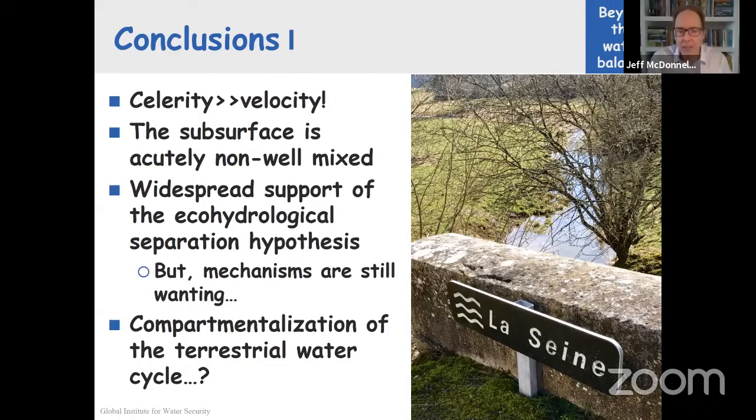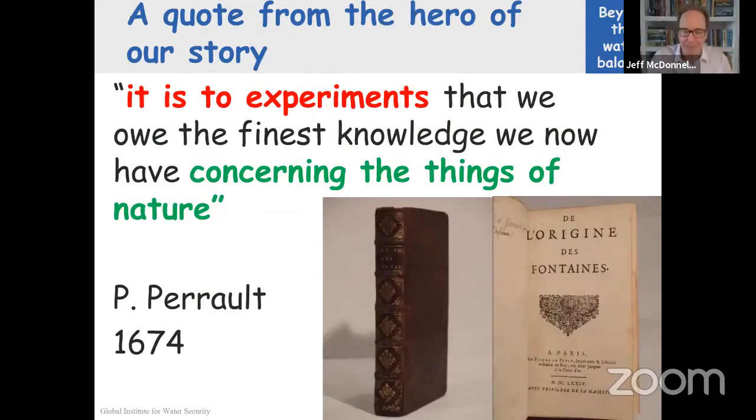But I think increasingly there's evidence of this compartmentalization of the water cycle, this water cycle that Pierre Perrault helped give us, at least in terms of measurements, back in 1674. And maybe just to end with a quote from the hero of our story, as it were: "It is to experiments that we owe the finest knowledge we now have concerning the things of nature." So, just a plug for field work, for data collection, to help understand how our systems work.